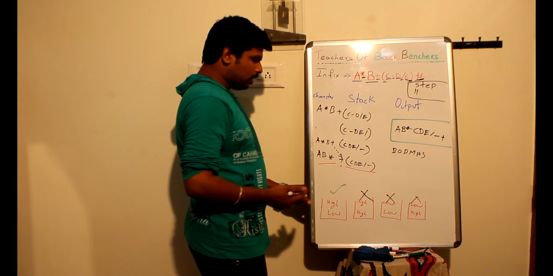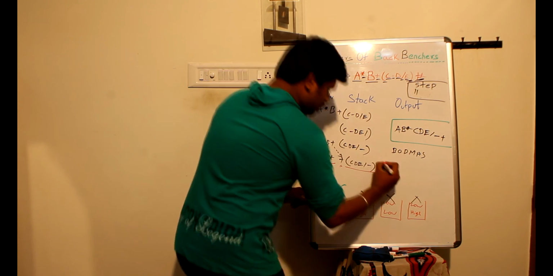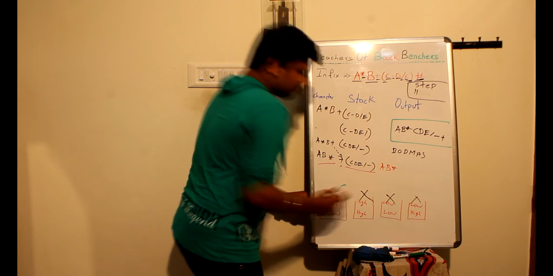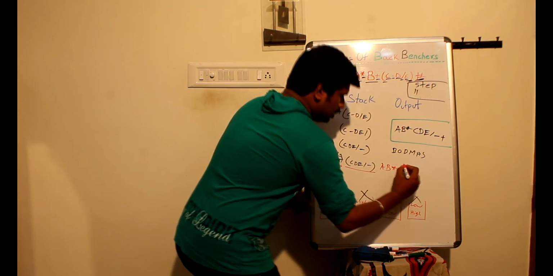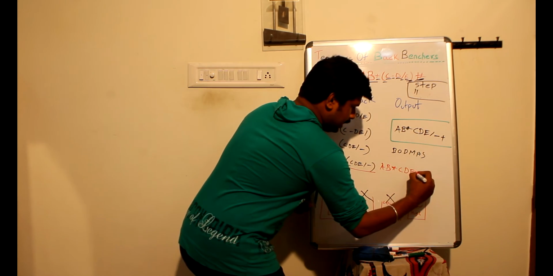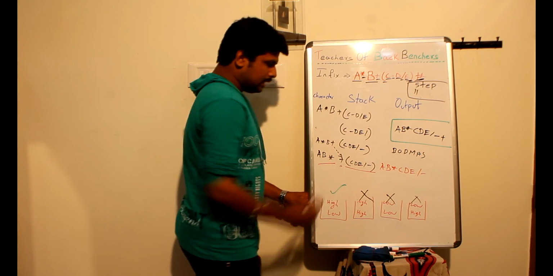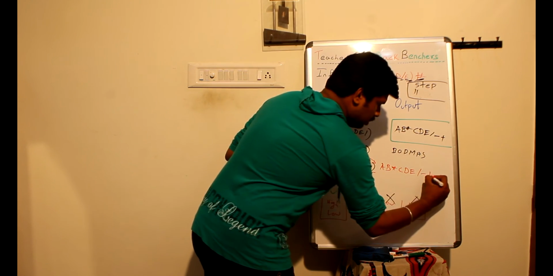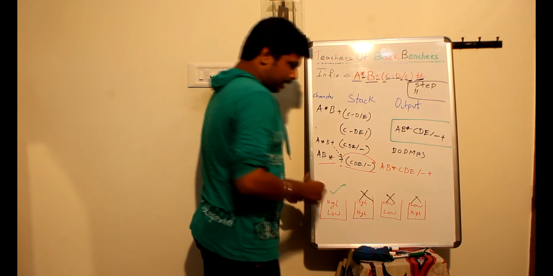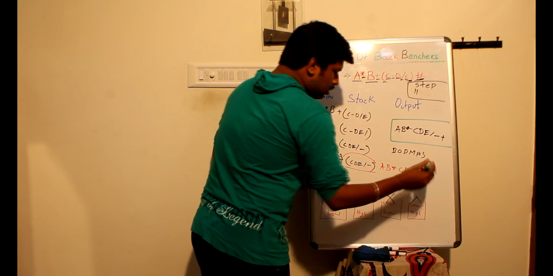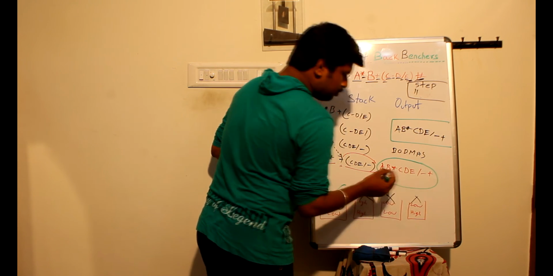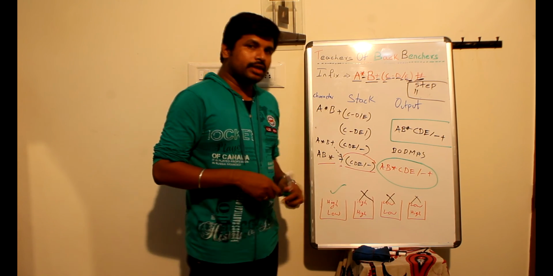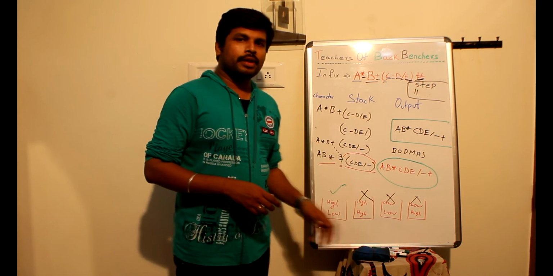Correct. So now the final answer is the left hand side, which is AB star, and the right hand side, which is CDE slash minus, and finally the least prioritized operator, plus. Okay. So the final answer which we have got is AB star CDE slash minus plus, which is exactly the same value as we got through the stack.